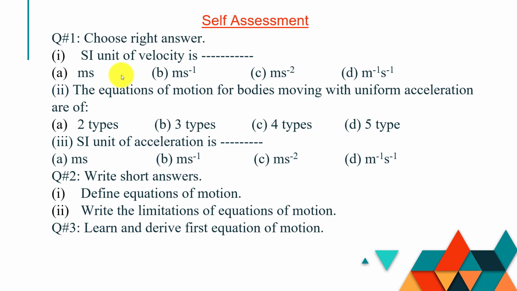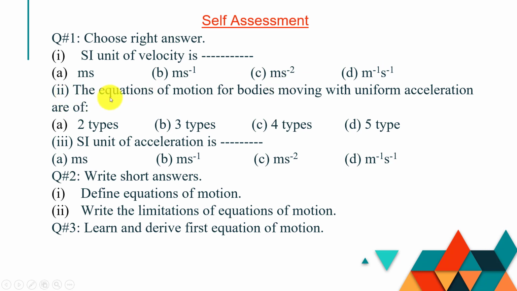Now it's time for your self-assessment, and question number 1 is choose the right answer. I have given 4 options for each of the questions and you have to choose the most appropriate answer for these questions. First question is SI unit of velocity is option A meter second, option B meter per second, option C meter per second square, and option D per meter per second.